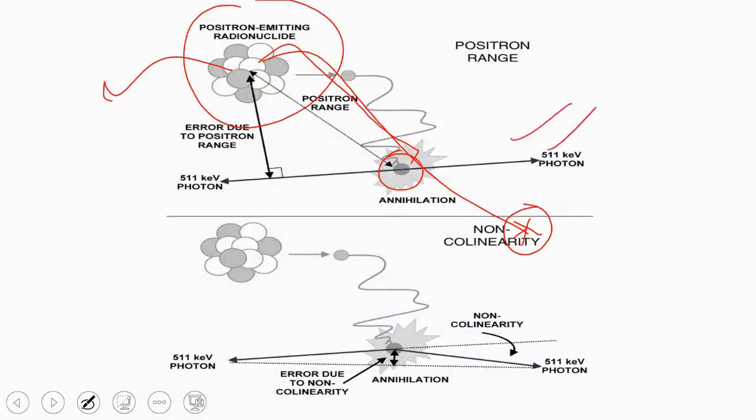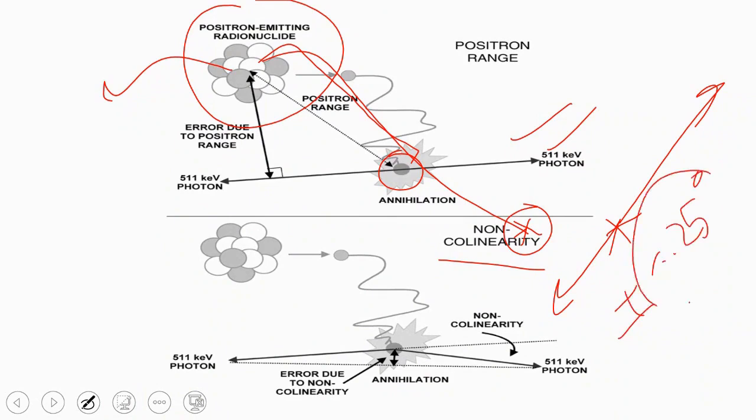Another factor is non-collinearity of the two gamma photons that are emitted. They do not essentially exit at 180 degrees. The result is that the electron and the positron have momentum. They have angular momentum. Essentially, you are not capturing two stationary bodies. These are two moving bodies. As they move, collisions begin to occur, so the two gamma photons do not exit at exactly 180 degrees, but rather plus or minus 0.25 degrees.